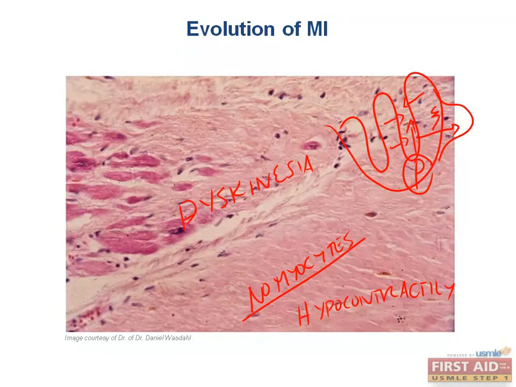true aneurysm. What is super, super high yield is the next question. Do we need to worry about rupture with a true ventricular aneurysm? No, no, no. We only worry about rupture with pseudoaneurysms.